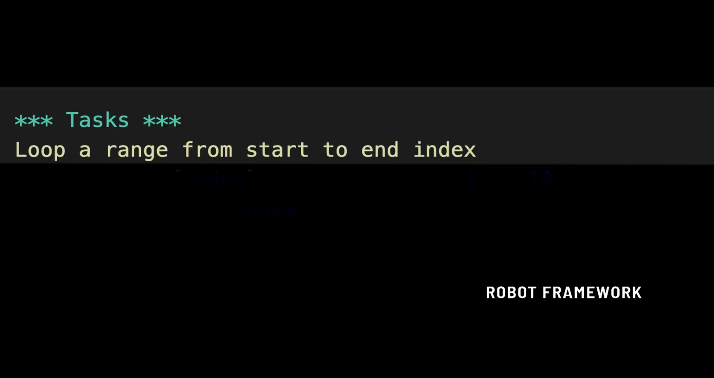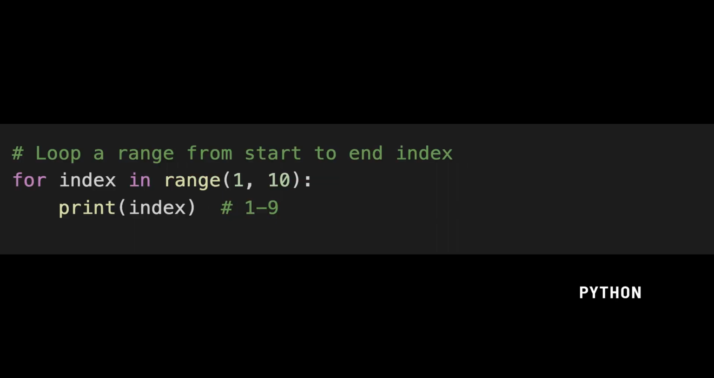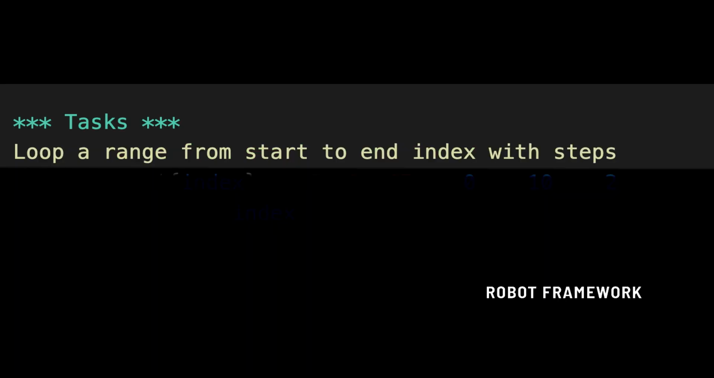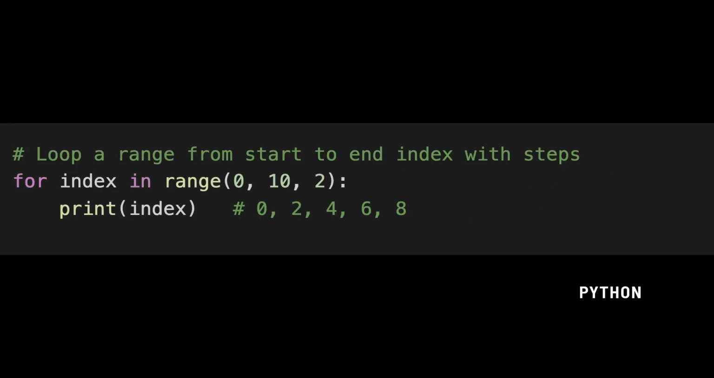If you don't want to start the loop from the first item, you can provide a start index. This range includes all the numbers from 1 to 9. Here is the Python version. If you want to loop, let's say, every other item, you can provide a step argument. This range includes every second number starting from 0. Again, this looks almost the same in Python.